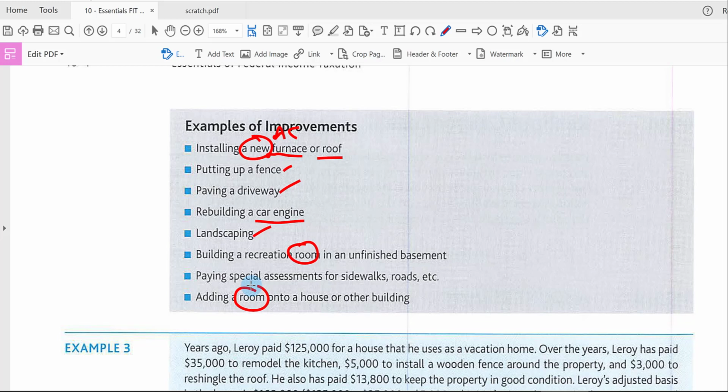Now, if the cost is just routine repair and maintenance, that's not added to the cost of the property. If it's for business use, repair and maintenance can be deducted right away. If it's for personal use property, it's a cost incurred, but you cannot deduct it. And again, you cannot add it to the property costs if it's simple repair and maintenance.